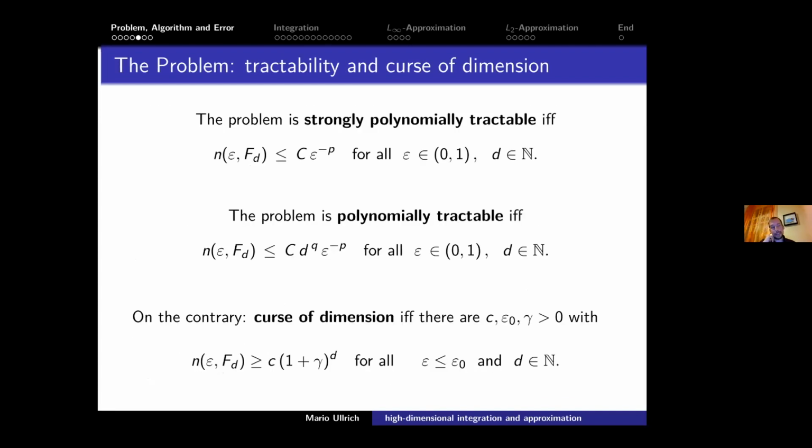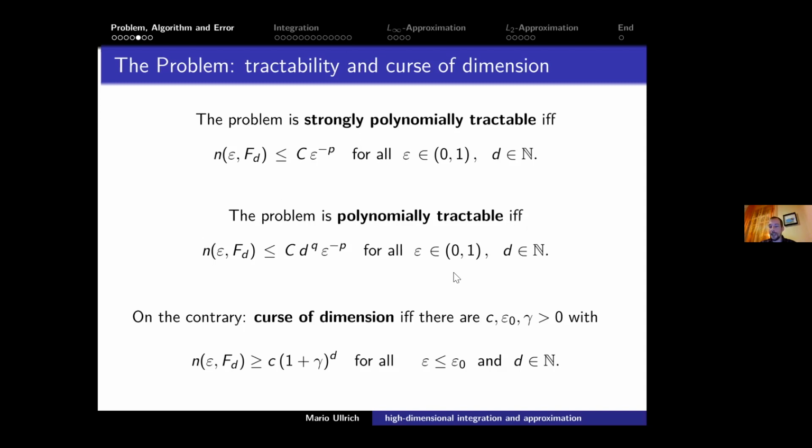So what is the classification we use? What we are using is if this n of epsilon, so the minimal number of function values, is upper bounded only by epsilon, and never forget d is the number of variables of our functions, so if this is actually independent of d, we call a problem strongly polynomial tractable. If this depends polynomially on d and also polynomially on 1 over epsilon, we call it polynomially tractable.